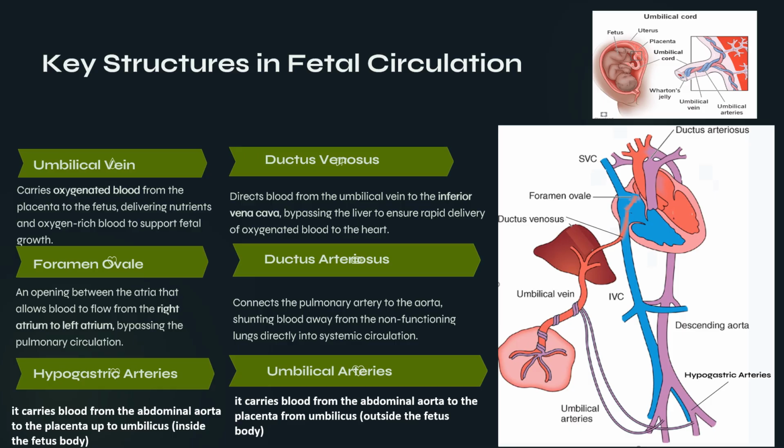But I already said that the lungs are not matured. The lungs themselves need some of the oxygenated blood for their maturation, and the lungs are not functioning. So there is no need to send the blood to the lungs. And also, the umbilical vein already carries 100% oxygenated blood, right? So after reaching the right atrium, it directly bypasses the pulmonary artery. It is not going to the right ventricle, it is moving to the left atrium.